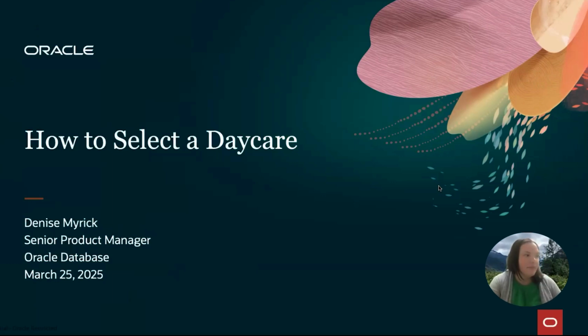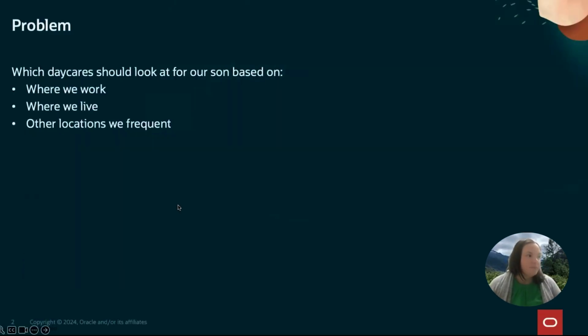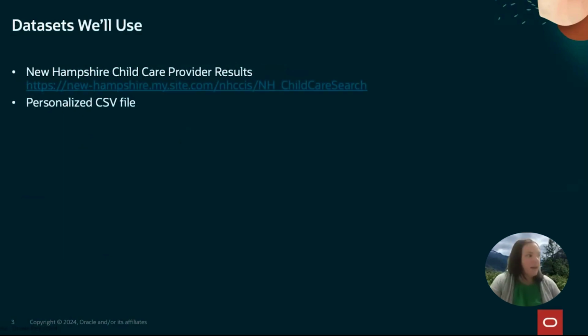So I have a small son, he's 2.5, and so I have the privilege of trying to find him a daycare that fulfills some certain requirements, right? So it needs to be close to where we work, my husband and I, close to where we live, and if we're lucky, close to other places that we frequent. So I could use Spatial Studio to help us find that.